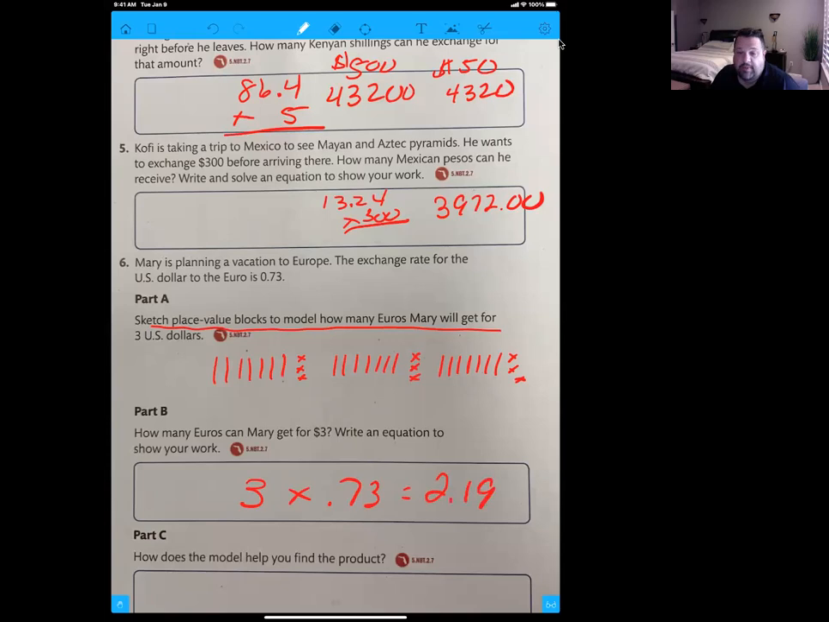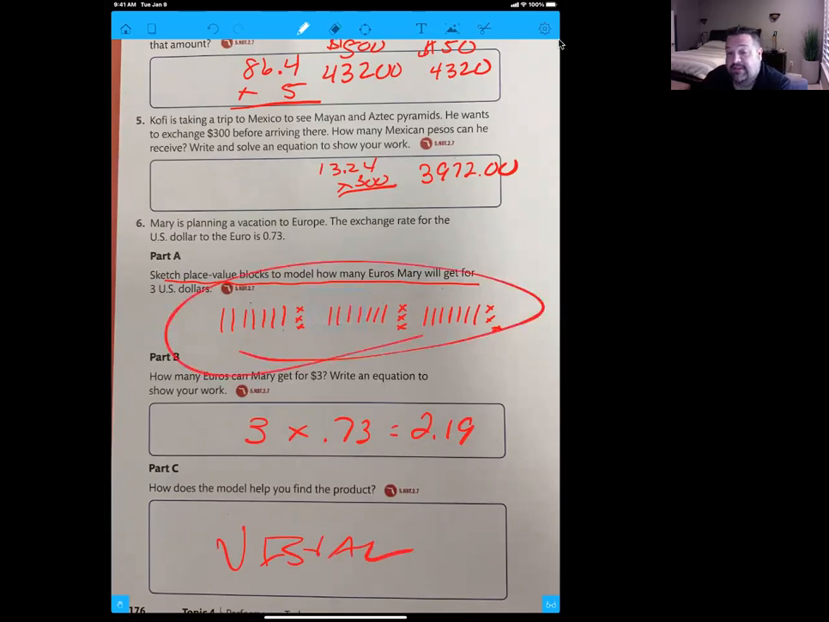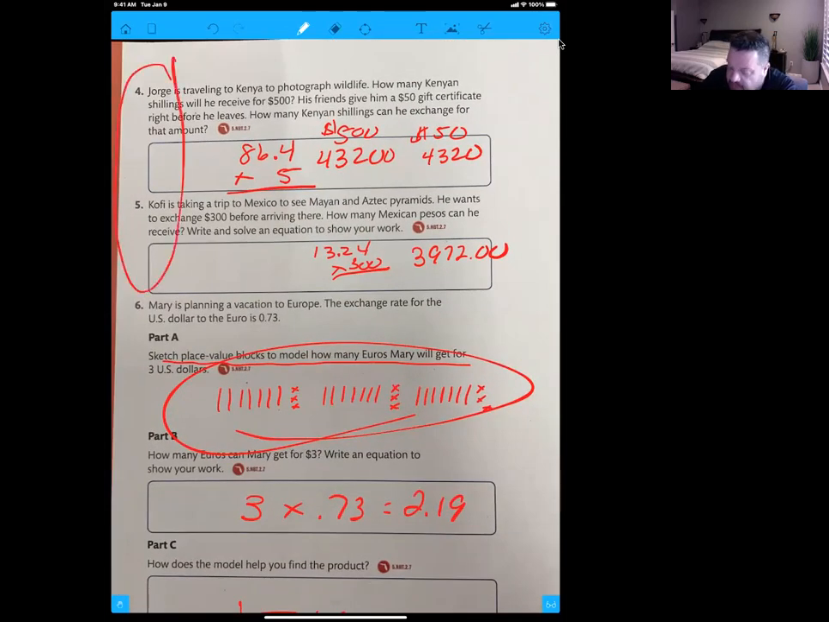How does the model help you? It gives you a visual. This part down here, you would just write visual. But I have to be totally honest with you. If in 5th grade going into 6th grade you're still drawing these pictures, it still messes me up. I know I went fast through some of these ones. I didn't really read these that close, and right now I don't really feel like reading them that close. So check your answers. If these aren't right, I can double check and we can look at them.